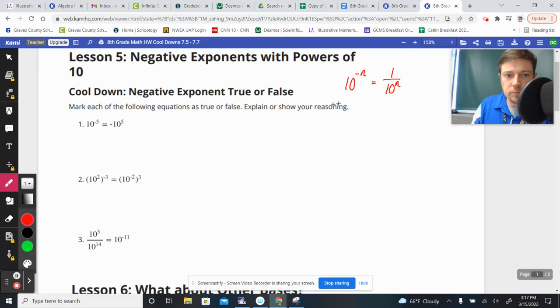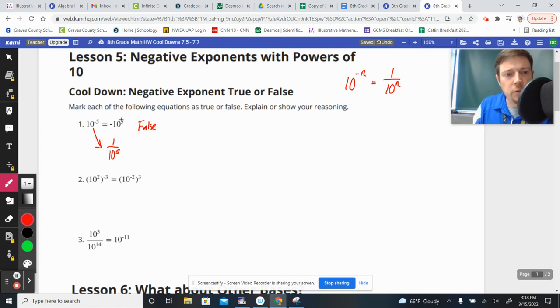And so when we look at this situation here, what should be happening based on this rule is 1 over 10 to the fifth. But the problem is what they tried to do, instead of flipping the number, they flipped the signs of the exponent to the number in the base. And that's a big no-no. So that's the reason why this is false. Explain or show your reasoning. This is what should have happened, and this is what they did.